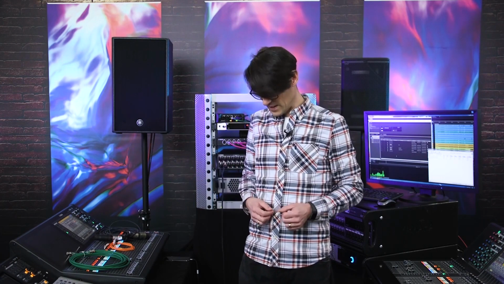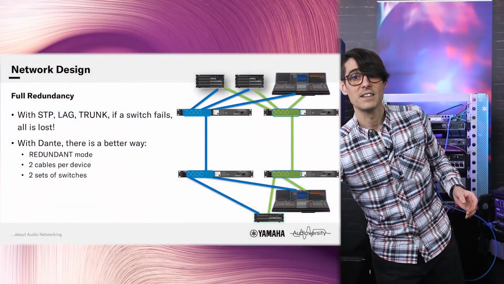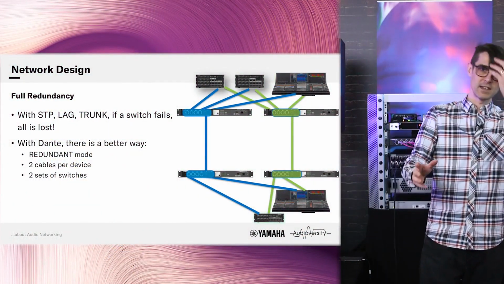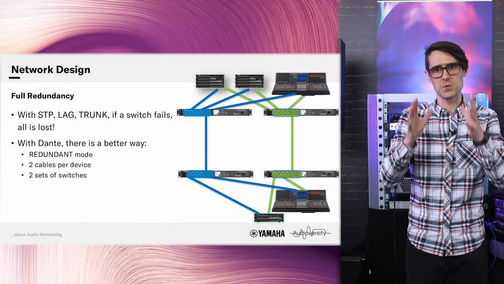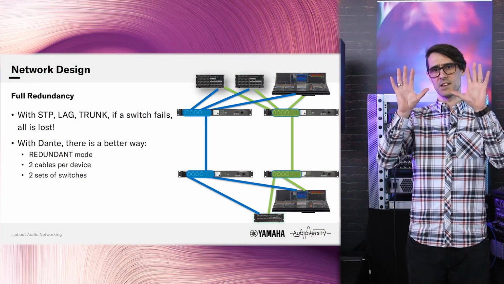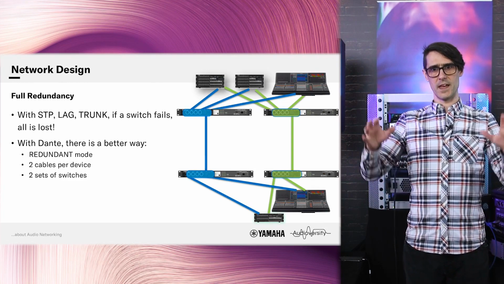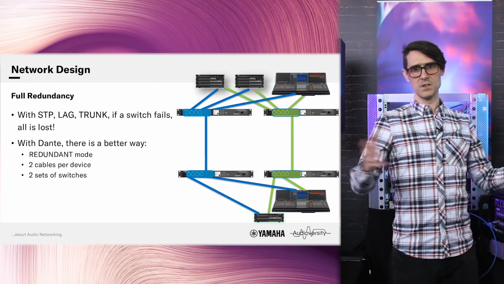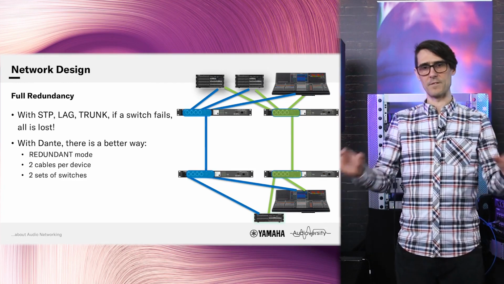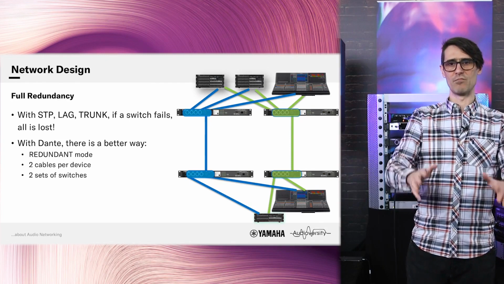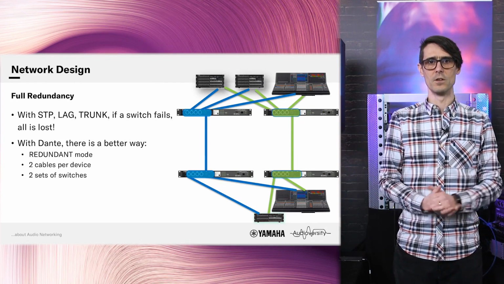So that's link aggregation. 2 cables or more for redundancy or for increased bandwidth. But there's still a better way for redundancy in a system like Dante. You can have full redundancy, including redundancy for your switches. In this case, you have double the number of switches and double the number of cables. Then if any switch loses power, no problem. If any cable gets cut, no problem. It just keeps on working.